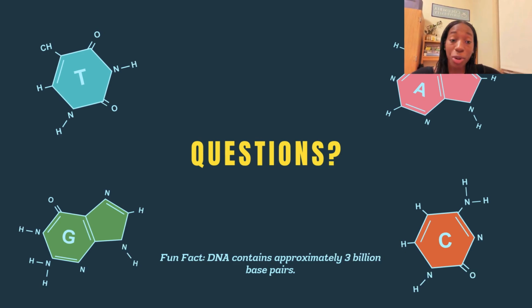Again, another page for questions, reflection, discussion, just to digest some information. But the fun fact on this page is that DNA contains approximately 3 billion base pairs. So you can imagine that's a lot of base pairs. DNA is quite long, and with that many base pairs, again, it is inevitable that mistakes may occur, but there are ways that those mistakes can be fixed.